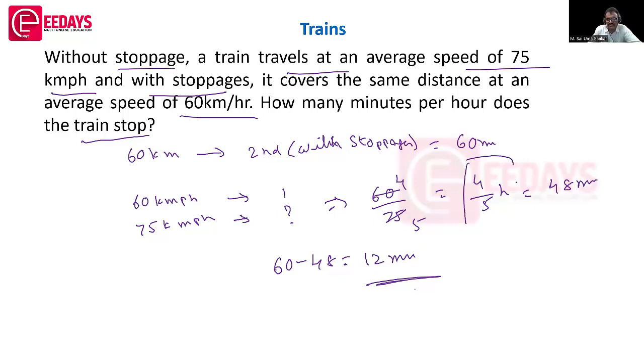Now how did this come? So what we do is 4 by 5 into 60, that is equal to 48 minutes. 48 by 60 is nothing but 48 minutes. That's it. Okay, no?